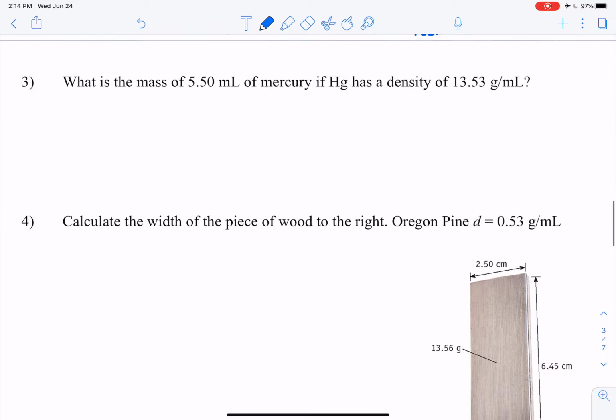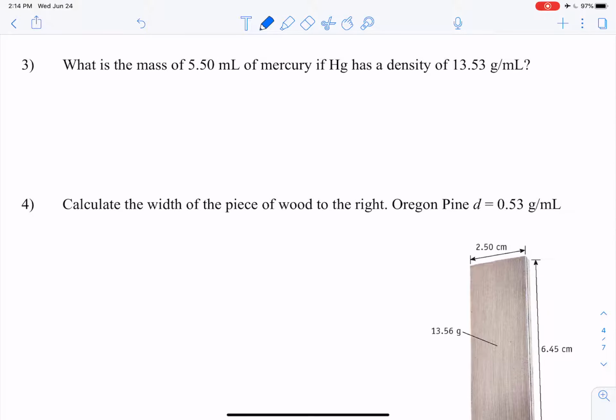All right, so number 3 says, what is the mass of 5.50 milliliters of mercury if mercury has a density of 13.53 grams per milliliter? So again, let's just write out the equation for density. Maybe we make ourselves a density triangle here. And then go ahead and list your variables.